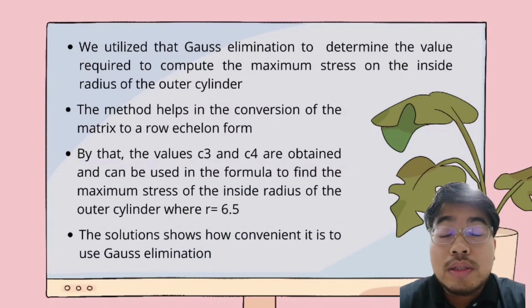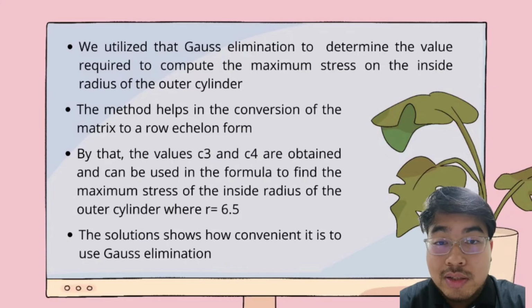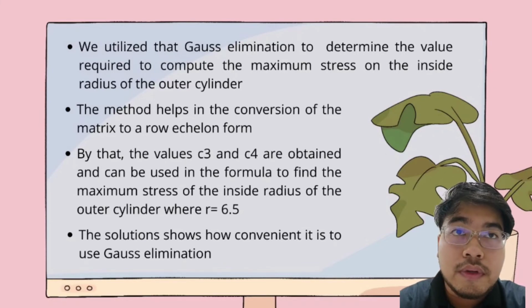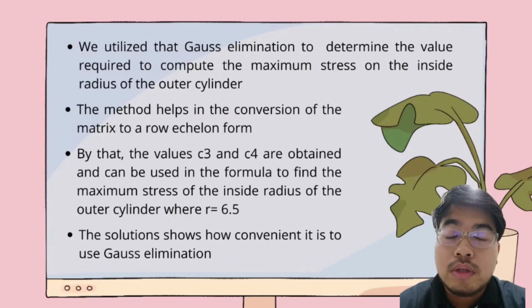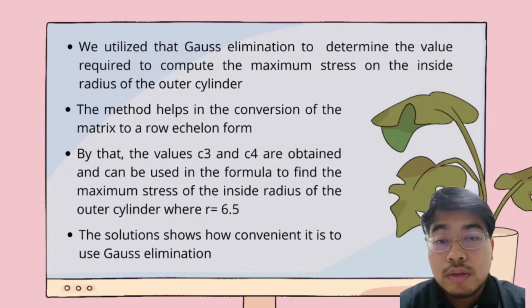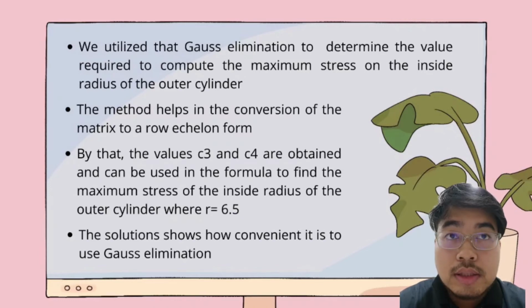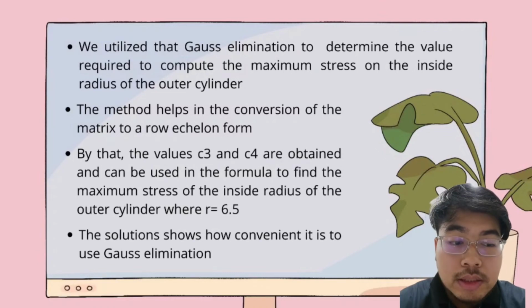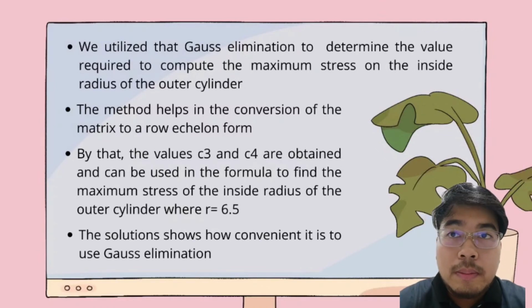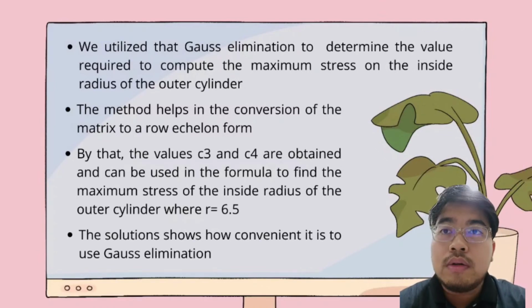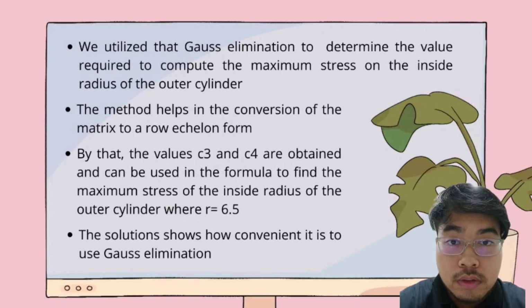Solving linear equations is a typical application that is used in lots of fields, where for our project we utilize the Gauss elimination to determine the values that are needed to compute the maximum stress on the inside radius of the outer cylinder. By using this method, we can alter the matrix so that the lower left corner is filled with zeros. This is called the row echelon form.